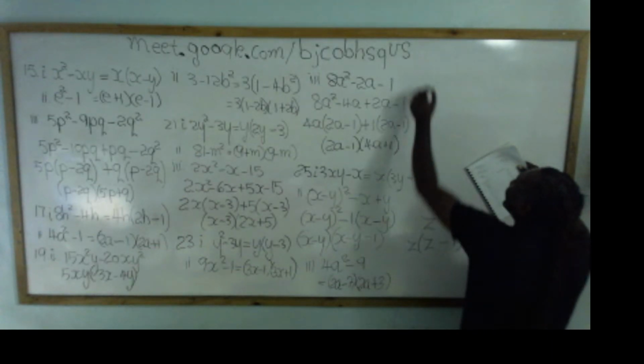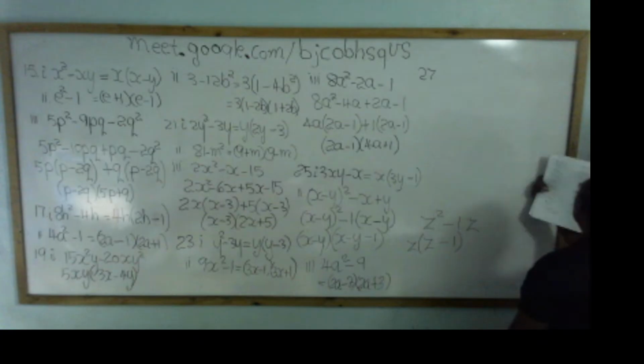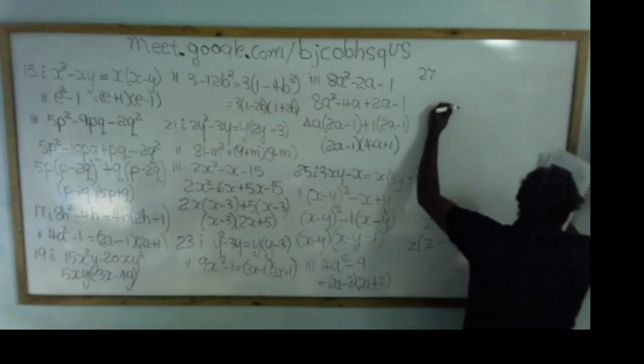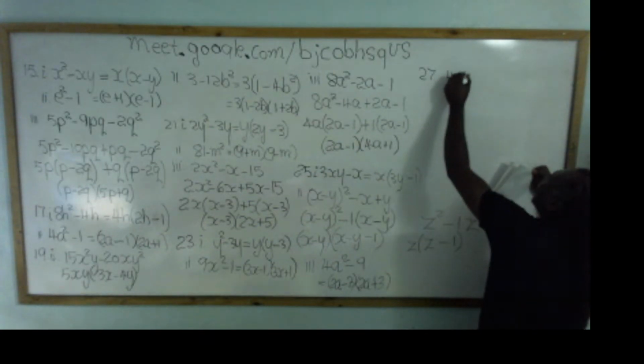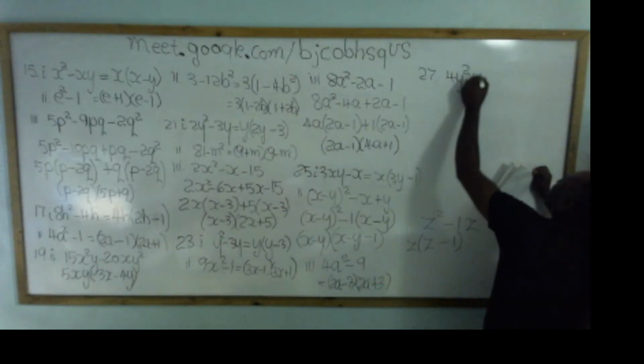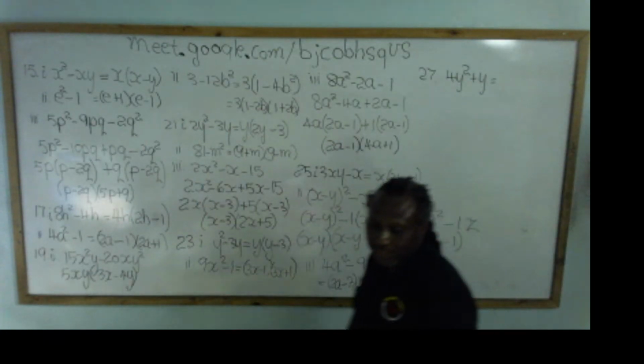Number 27: 4y squared plus y. 4y squared plus y. That's a common factor factorization.